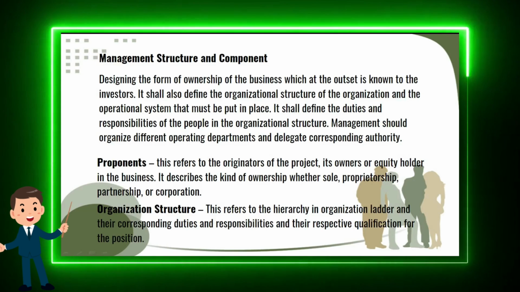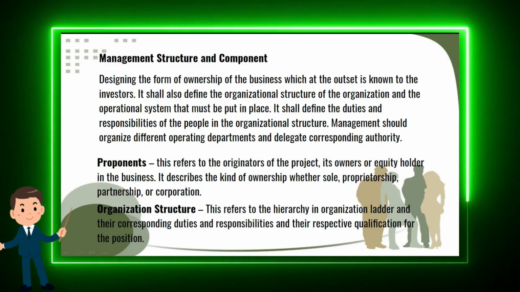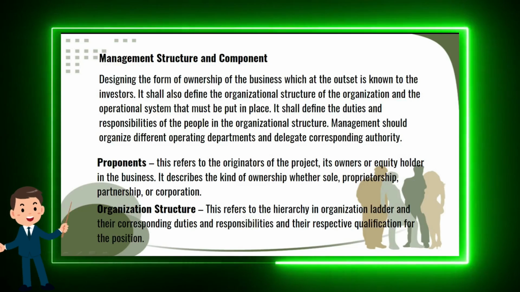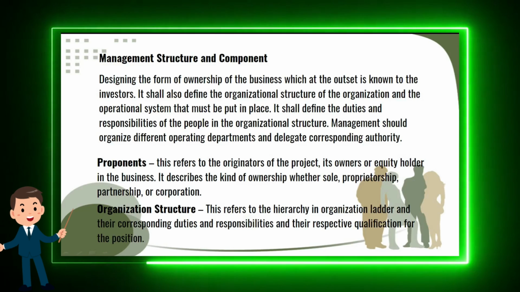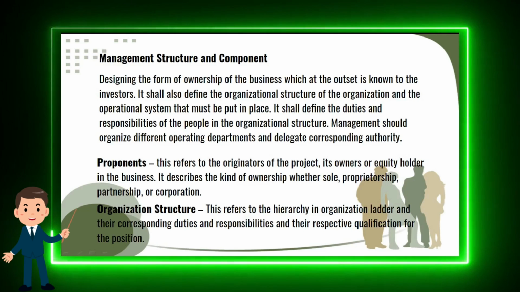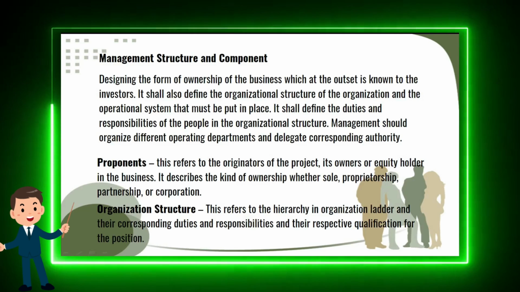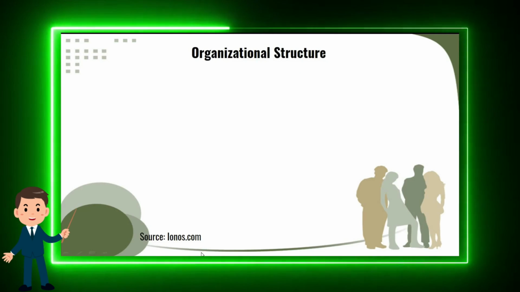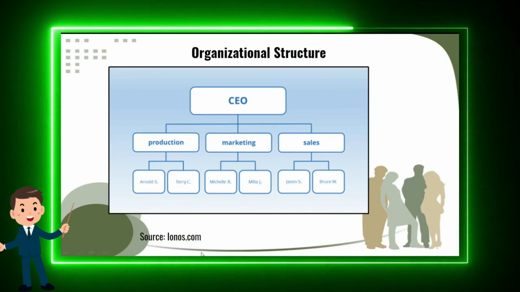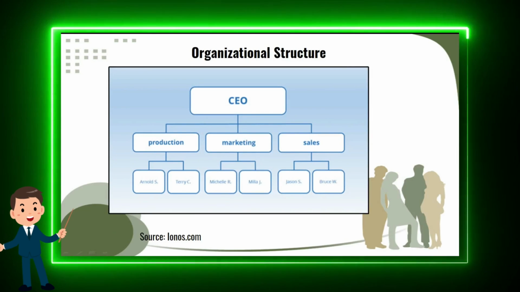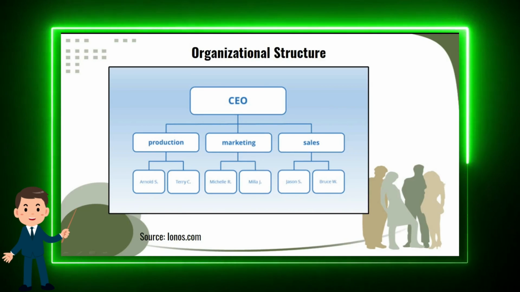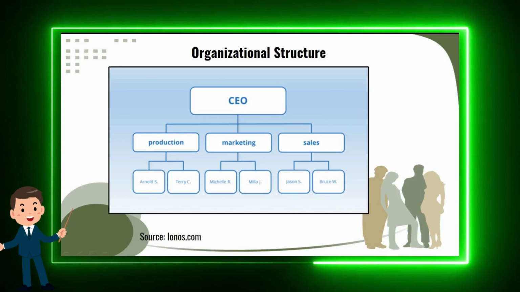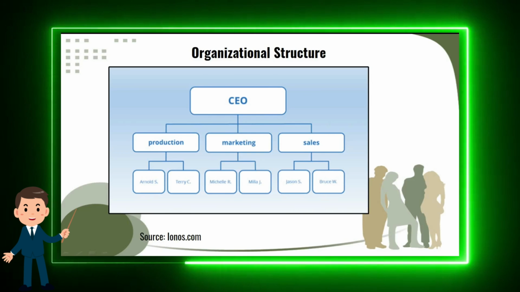Okay, so the next one is the organizational structure. What is organizational structure? It refers to the hierarchy and organizational ladder and their corresponding duties and responsibilities and their respective qualifications for the position. So we have here an organizational structure example. Those are the management, from the CEO down to the production, the managing, the sales, and also the workers. So that's an example of an organizational structure.